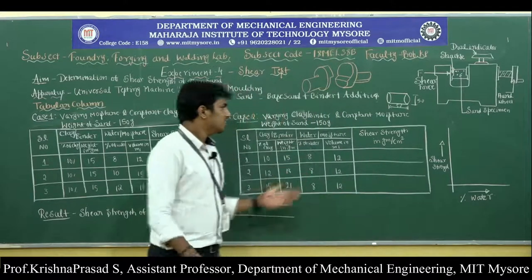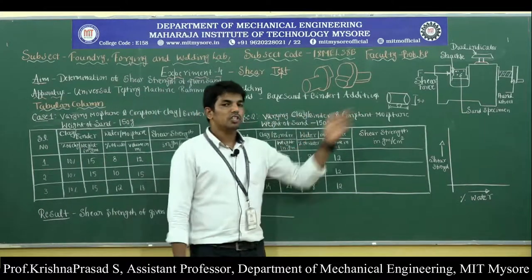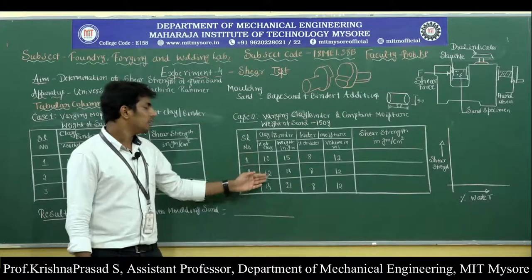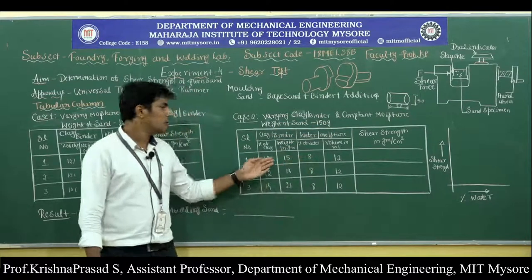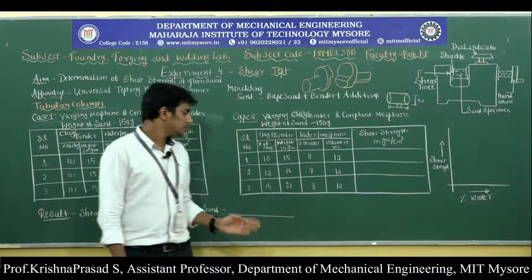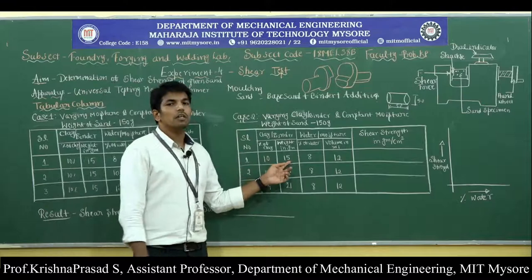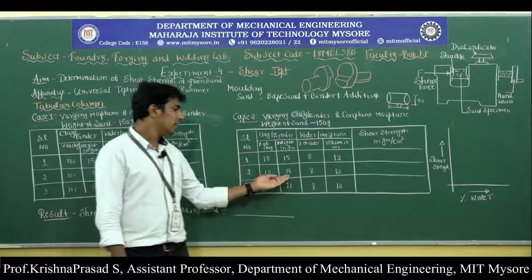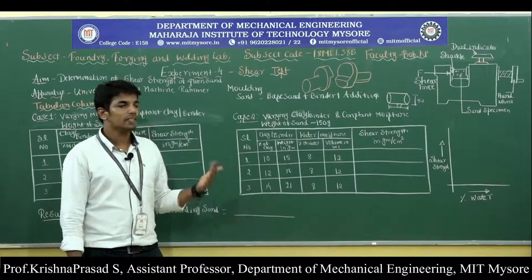Similarly, in the second case, we vary the clay binder and keep the moisture content constant. Here, the percentage of clay is varied from 10%, 12% and 14%. So 10% of 150 grams of molding sand is 15 grams, 12% of clay is 18 grams, and 14% is 21 grams. For 15 grams of clay binder, you need to take 135 grams of silica sand. Similarly, for 18 grams of clay binder, you need to take 132 grams of silica sand.